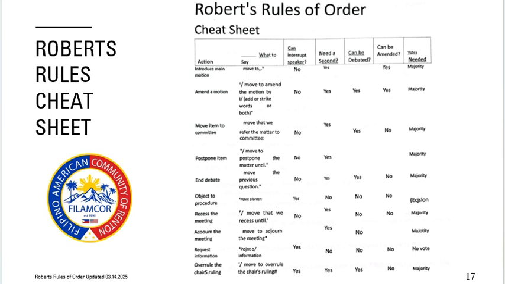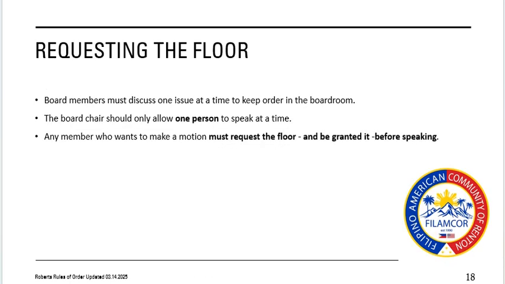Robert's Rules cheat sheet. Requesting the floor. Board members must discuss one issue at a time to keep order in the boardroom. The board chair should only allow one person to speak at a time. Any member who wants to make a motion must request the floor and be granted it before speaking.